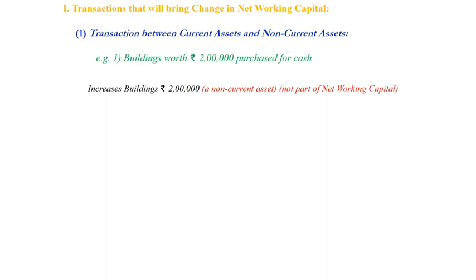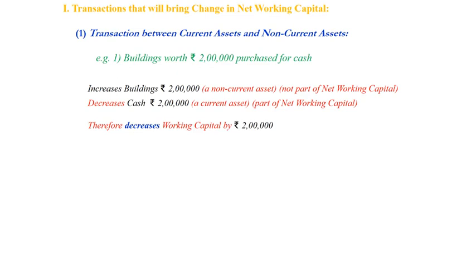Another part here is cash. It decreases cash by rupees 2 lakhs. Cash is going out to purchase buildings. Cash is part of current asset. Therefore, current asset is decreasing. So then naturally, working capital will decrease. Is it not? Current assets minus current liabilities. Current assets are decreasing. Current liabilities remain the same. So working capital decreases. So it will decrease working capital by 2 lakhs.